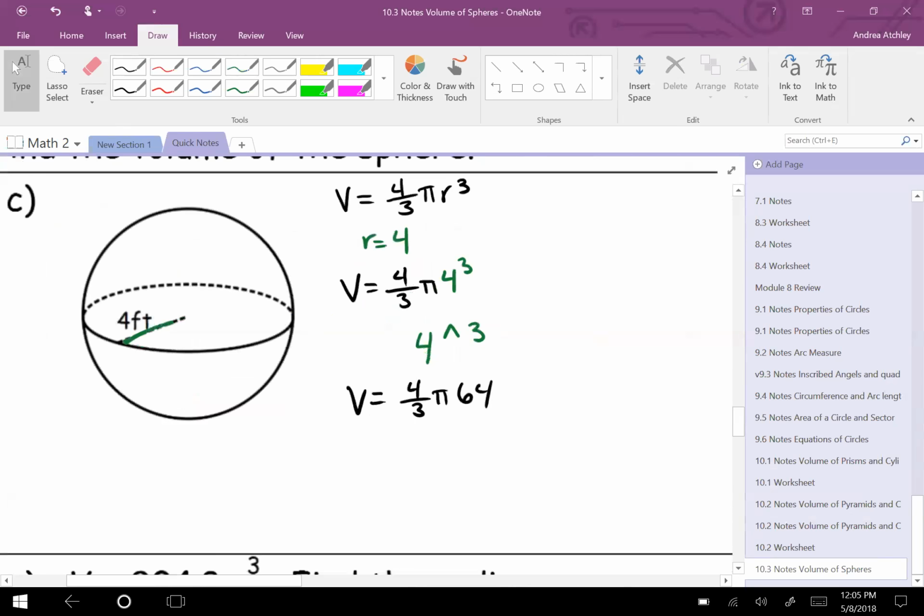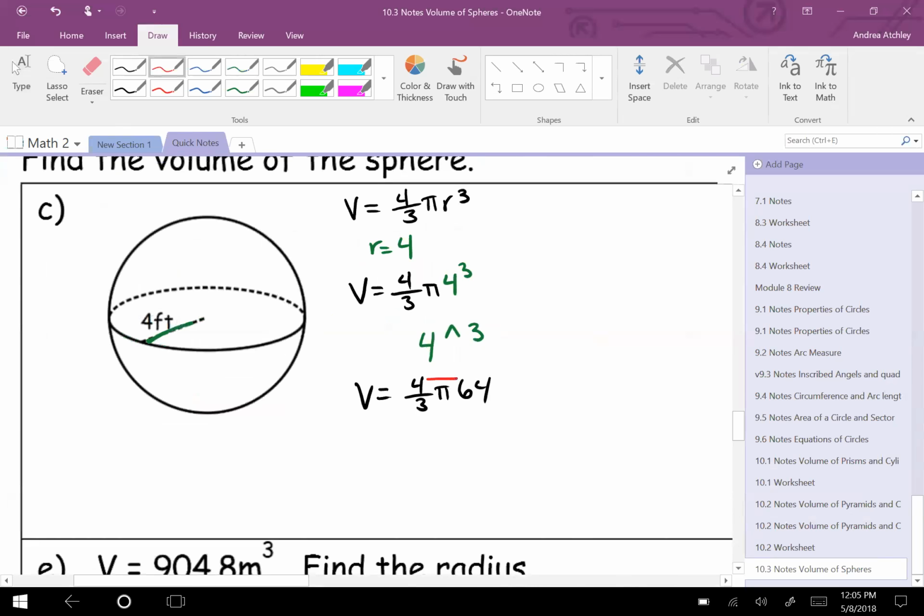Okay, then I'm just going to multiply the 4 times the 64. And that should give me 216. Wait, is that right? Let me try that. 256, sorry. 256. And then you're still over 3, and you have pi on the top. Any questions over that?